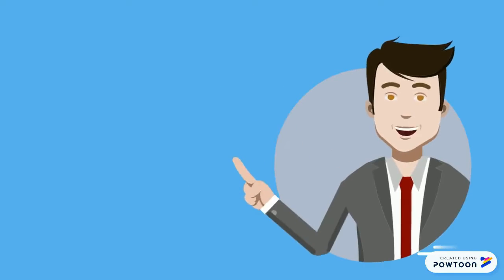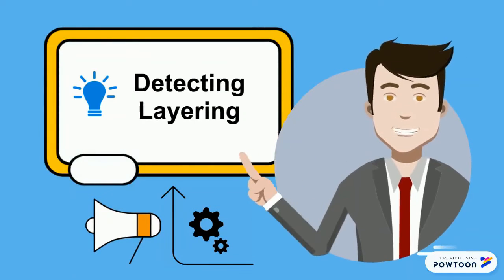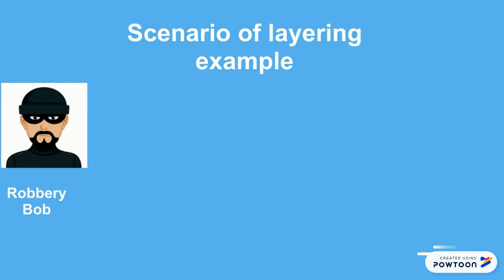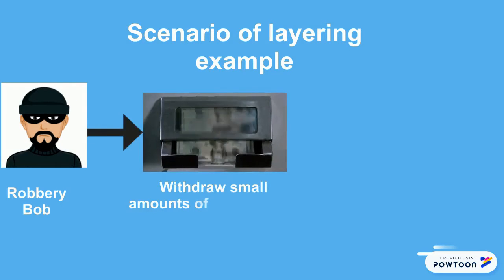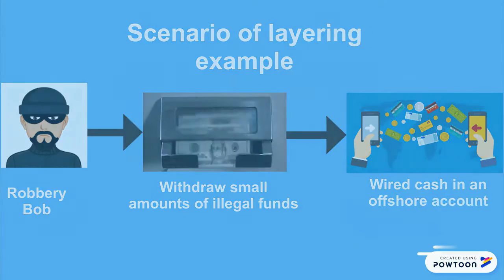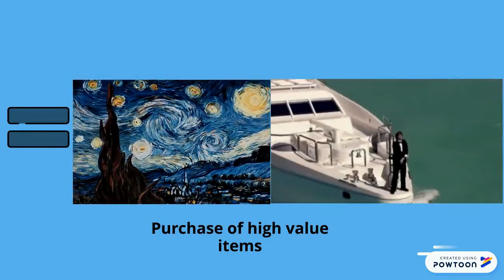After knowing the common layering tactics, the next part to be discussed is detecting layering. Example scenario of layering: a customer named Bao withdraws multiple small amounts of cash where illegal funds were deposited during placement. As this will not trigger the reporting threshold, the cash will then be wired to an offshore account. Then it will be consolidated, resulting in the purchase of high-value items such as paintings and yachts.